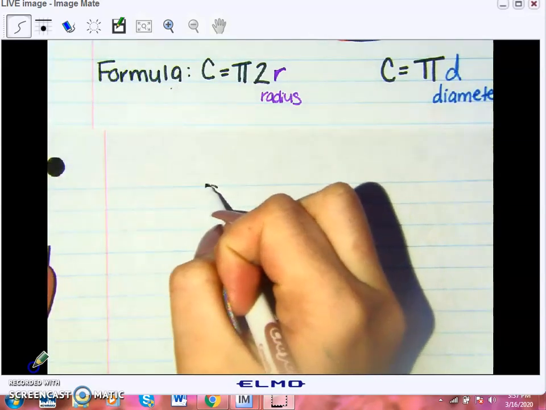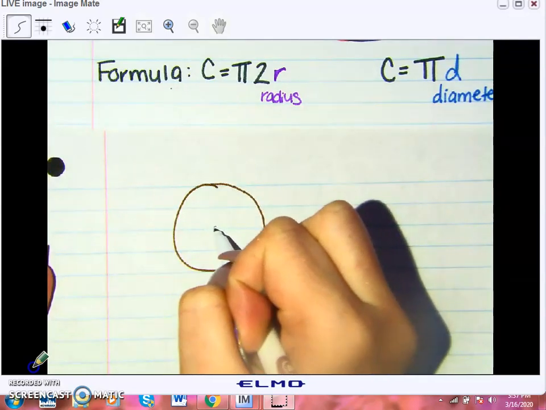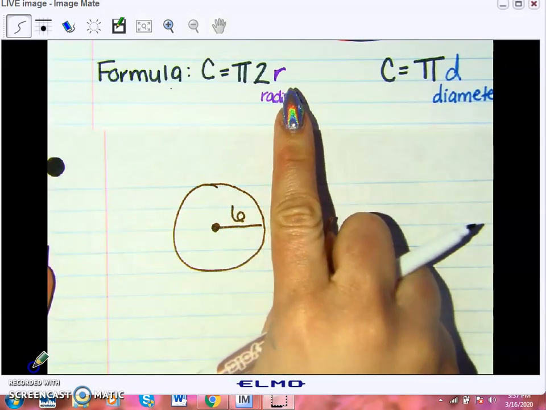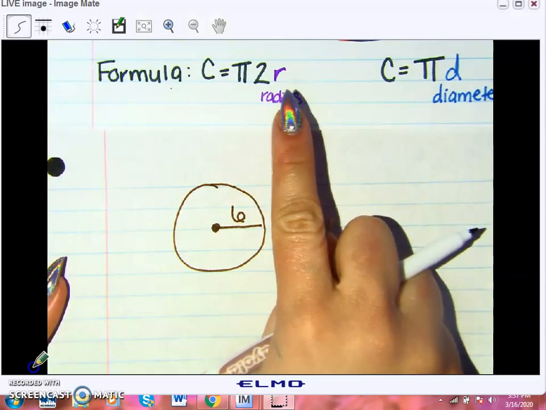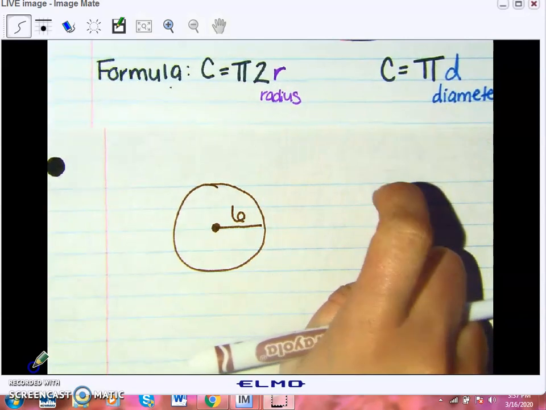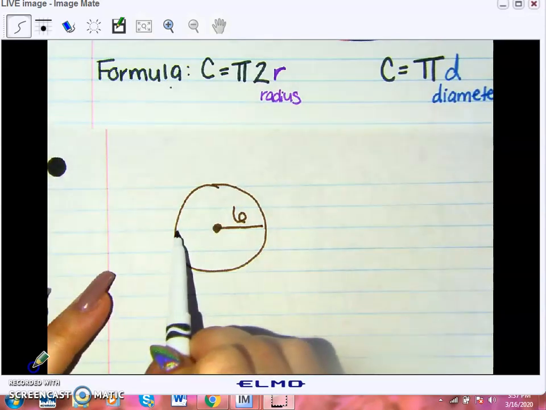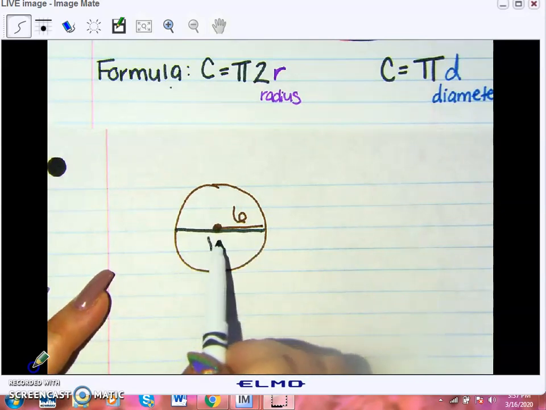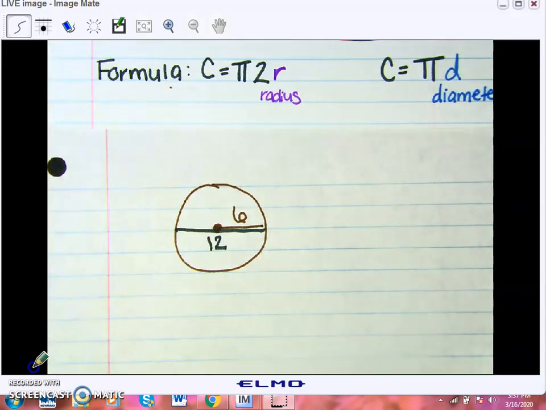So if I'm given a circle, and let's say that the radius is given and the radius is 6. I can use this formula and plug in 6. So it would be pi times 2 times 6. Or I can also know from the radius being given of 6 that the diameter would be 12 because the diameter is going to go fully across the circle. We know the radius is halfway, so 6 plus 6 is 12. So the diameter would be 12 where the radius would be 6. So let's apply these concepts in a couple examples.